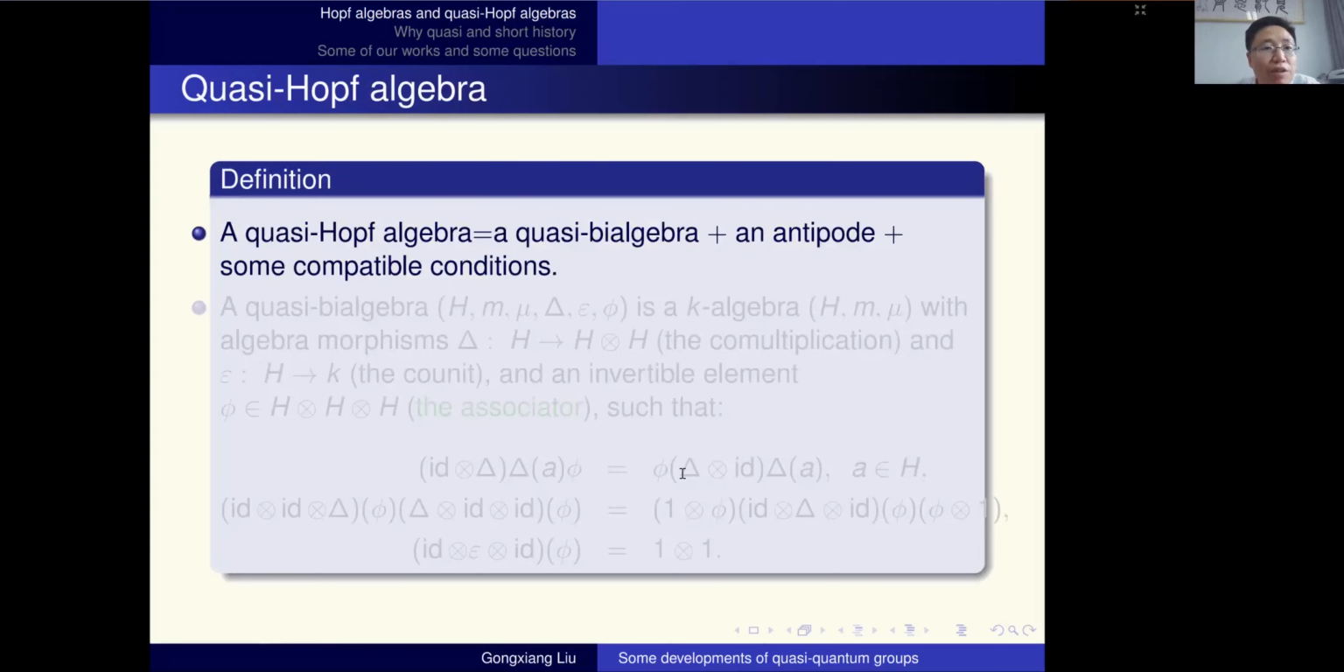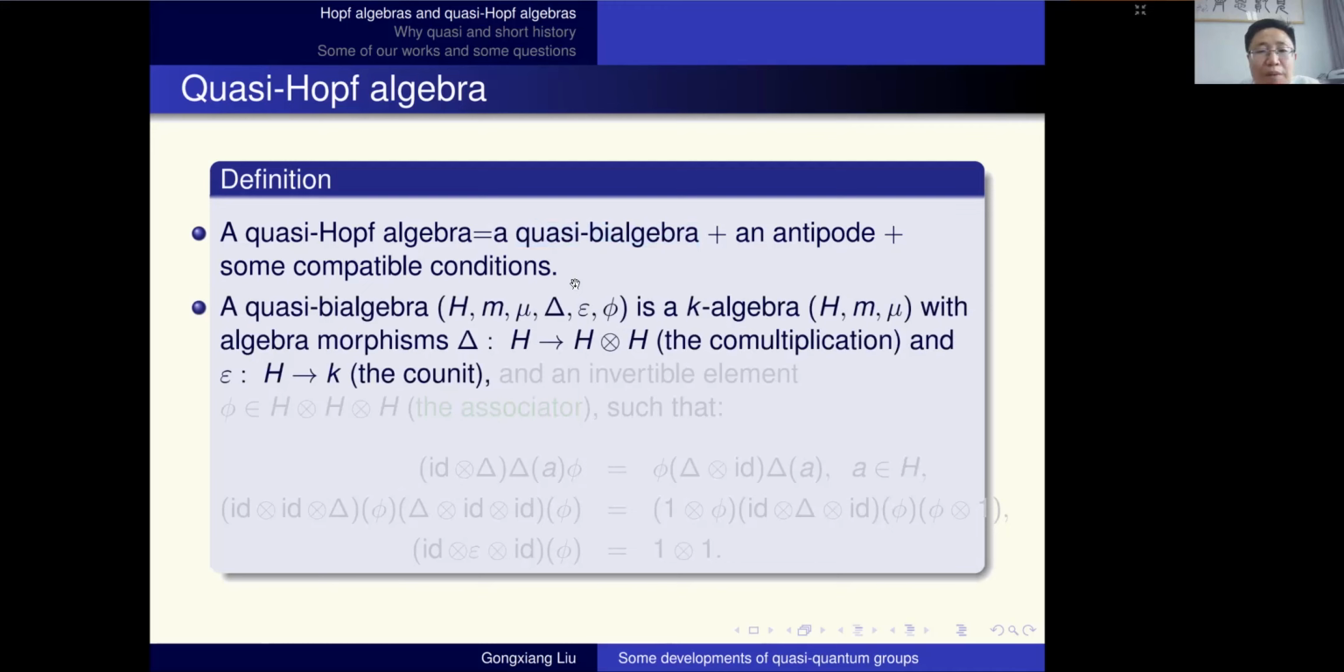So next, we can recall the definition of quasi-Hopf algebra. Quite similarly to the Hopf algebra, a quasi-Hopf algebra just means a quasi-bialgebra, plus an antipode, plus some compatible conditions. So the key point is we need to explain the meaning of quasi-bialgebra.